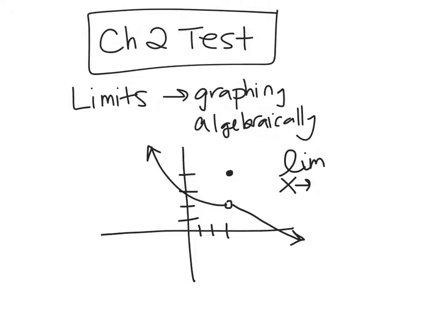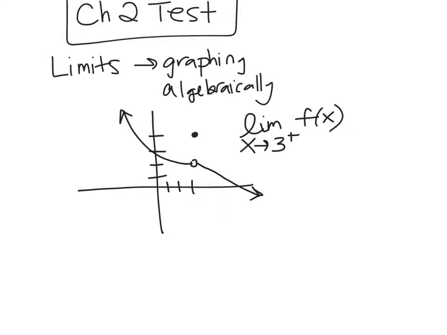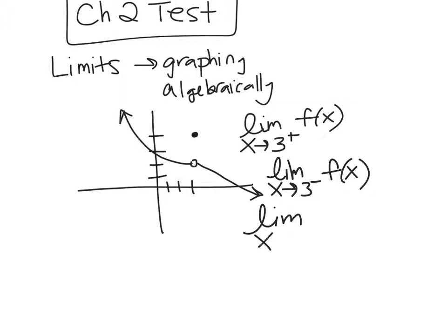So let's go ahead and find the limit of three things. We're going to find the limit as x goes to 3 from the right of this function. We'll call it f of x. We're going to find the limit as x goes to 3 from the left. We're going to find the limit as x goes to 3. And then we're also going to evaluate f of 3.